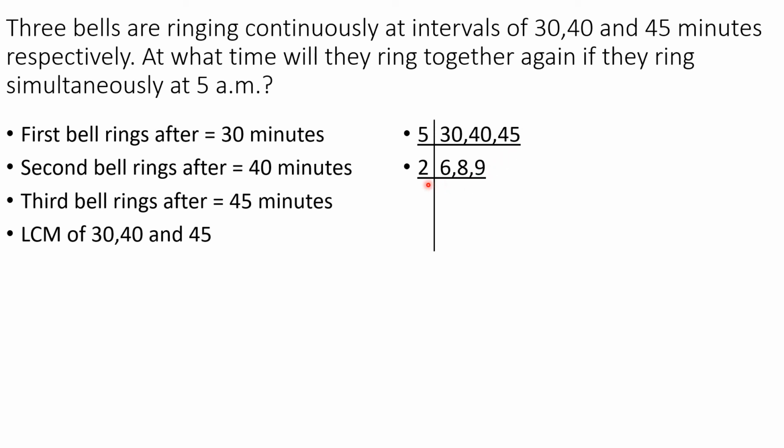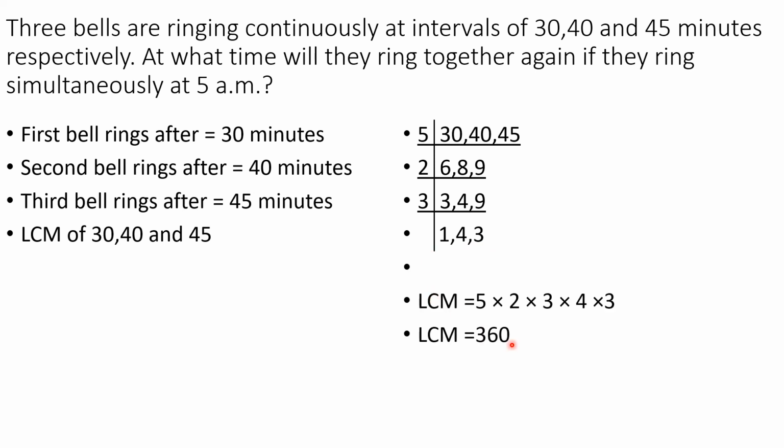Now 2 is a common divisor for any two numbers. Yes, 2 is a common divisor. 2 threes are 6, 2 fours are 8 and 9. Now 3 is a common divisor. 3 ones are 3, 4 as it is, 3 threes are 9. Now there is no common divisor for 4 and 3. So LCM will be this, which equals 360.